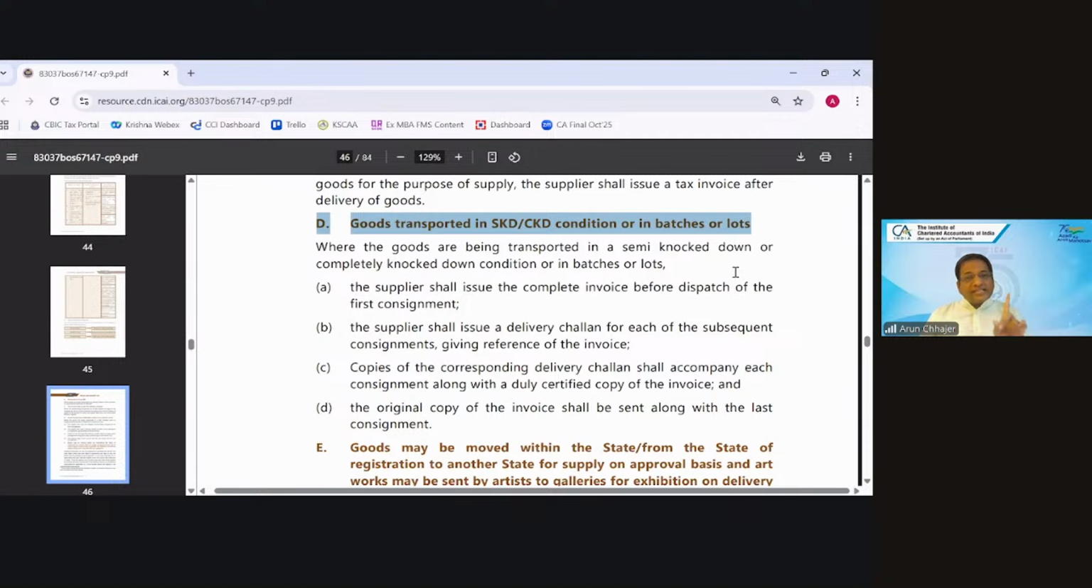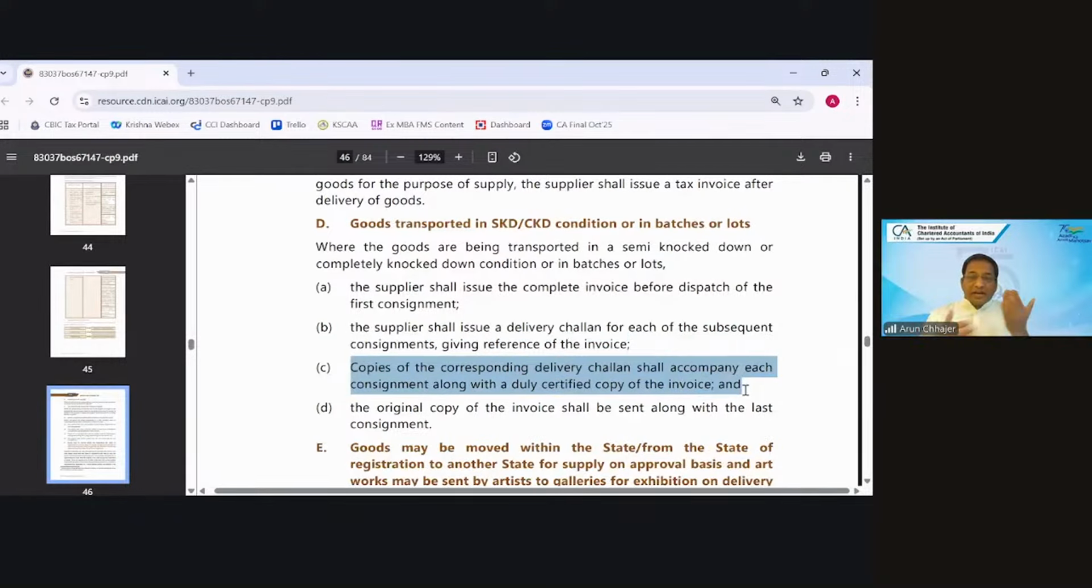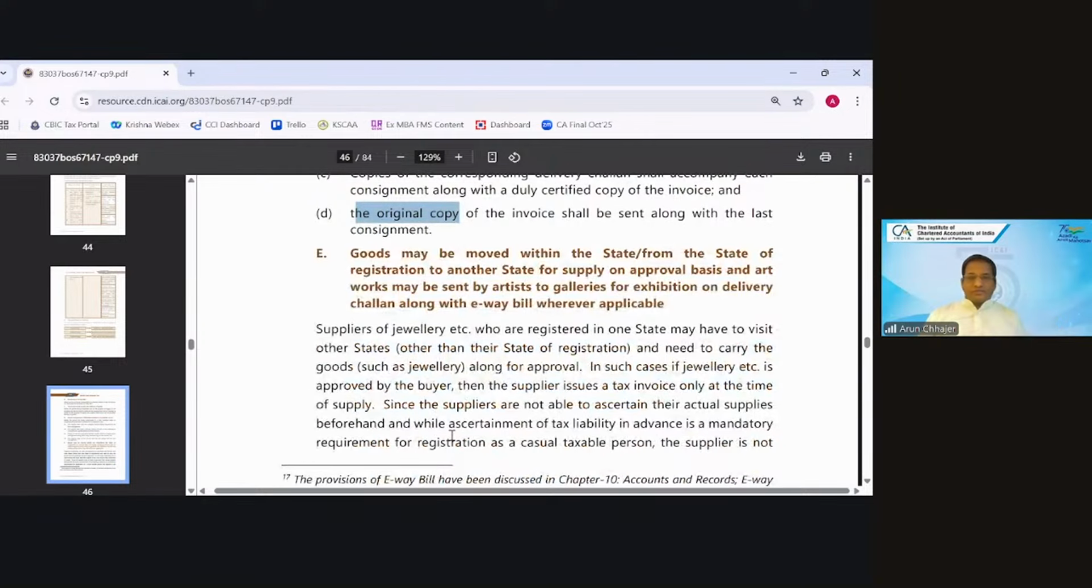The process is mentioned in the rule, Rule 55 sub rule 5. It says that the supplier shall issue the complete invoice before dispatch of the first consignment. Clear? The supplier shall issue the delivery challan for each of the subsequent consignments, but giving the reference of the invoice. Okay? The copies of the corresponding delivery challan shall accompany each consignment along with the duly certified copy of the tax invoice, and the original copy shall be sent in the last consignment. These are the process.